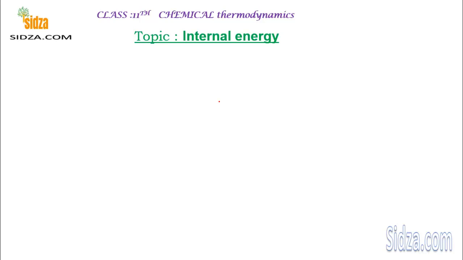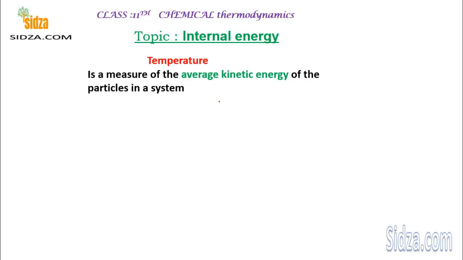Here in this video, we'll discuss the internal energy of a system. As we all know, temperature is a measure of the average kinetic energy of the particles in a system. So high temperature actually refers to the high average kinetic energy of the particles in a system.